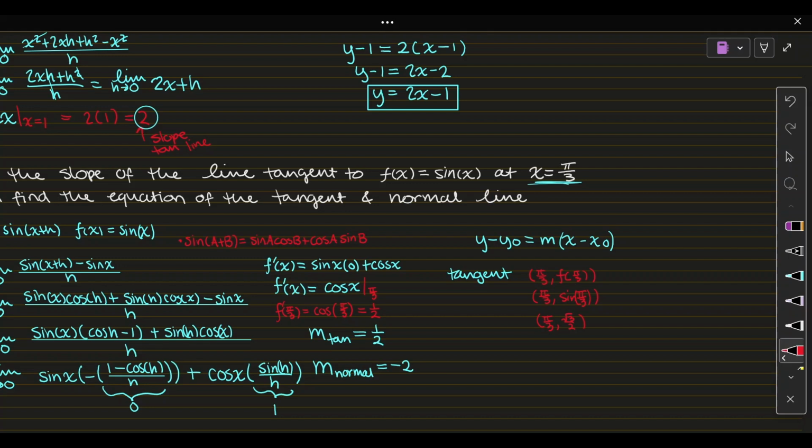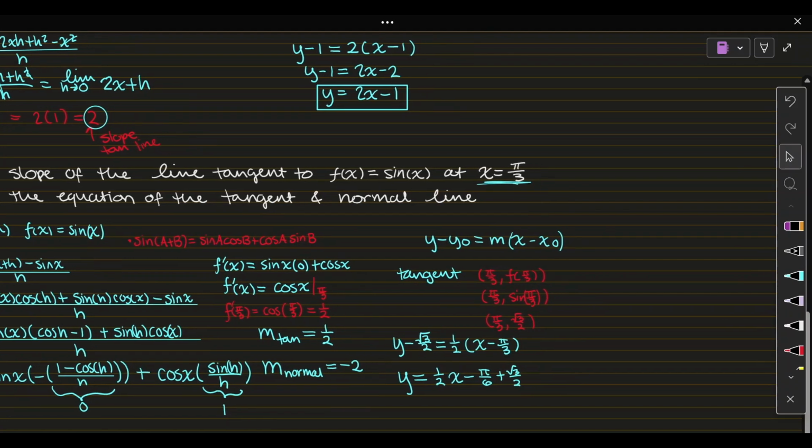Now I can plug everything in and have y minus root 3 over 2 equals m, which in this case was 1/2, that's the slope of my tangent, times x minus pi over 3. I'm not going to do a bunch of simplification, I will just add that root 3 over 2 to both sides and distribute that 1/2 and get 1/2 x minus pi over 6 plus root 3 over 2, and I'm not going to fiddle with that anymore.